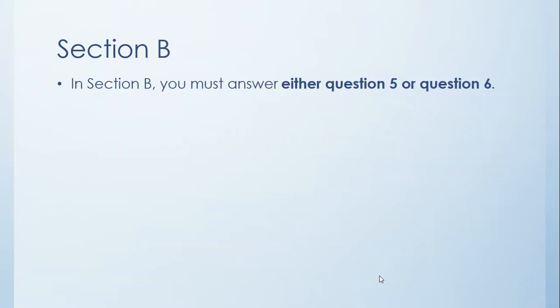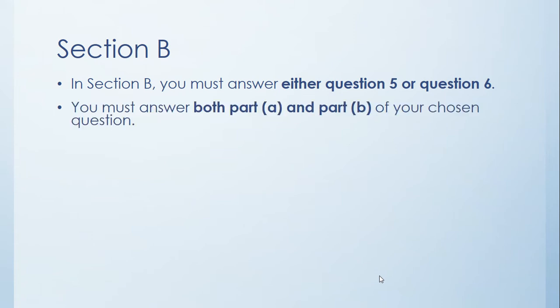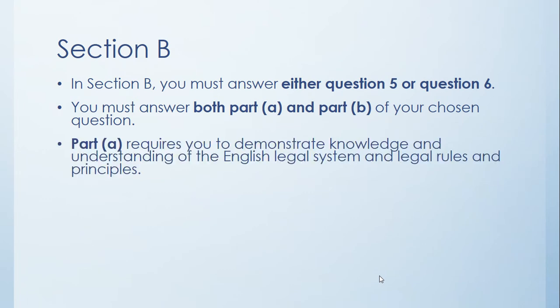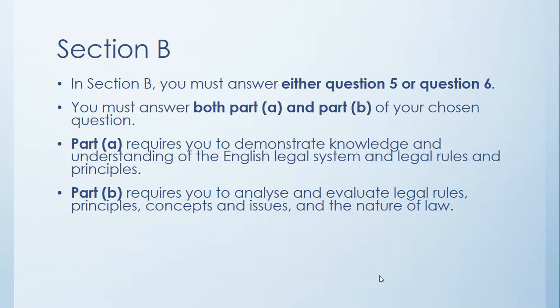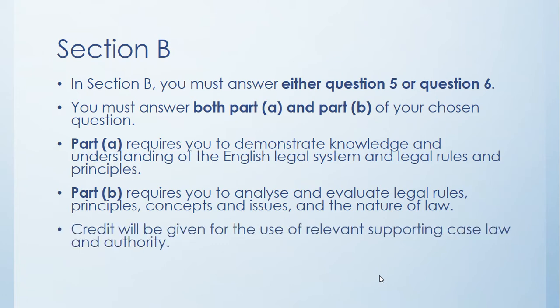And then section B, you must answer either question 5 or question 6. They are split into A and B, and you must answer both A and B of your question. Part A will ask you to demonstrate your knowledge and understanding of the English legal system and legal rules and principles. Part B will require you to analyse and evaluate legal rules, principles, concepts and issues, and the nature of law. And credit again will be given for the use of supporting case law and authority in these sections.